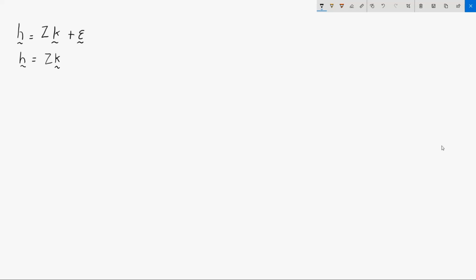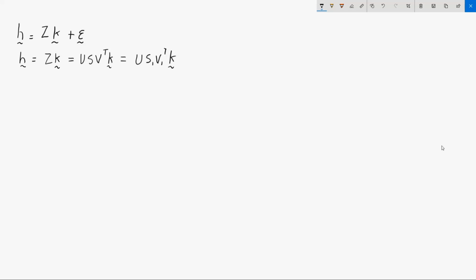But now let me expand Z through singular value decomposition so that H equals U S V transpose K. And as we showed a moment ago, I can dispense with mention of the null space to rewrite that as U S1 V1 transpose K. Now I'm going to attempt to solve for K, thereby estimating my parameter set.